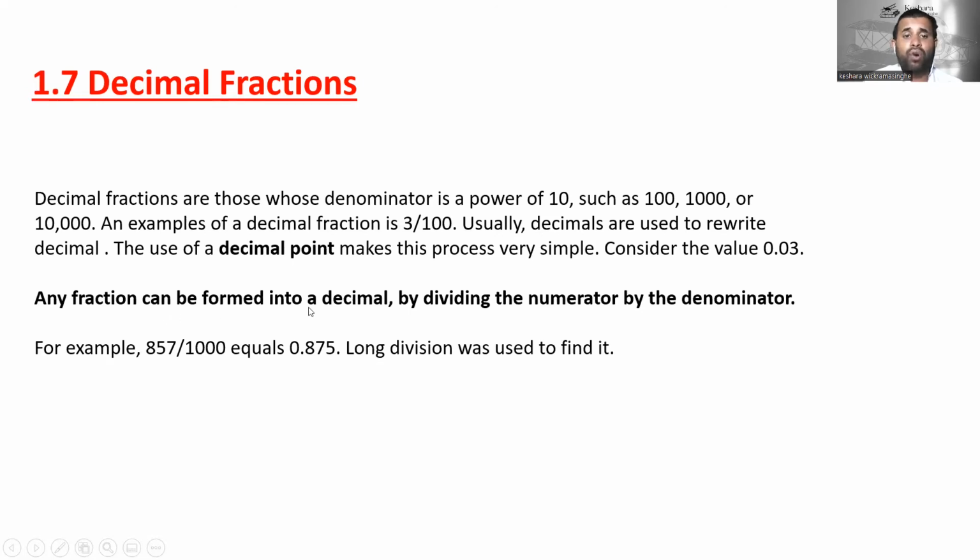Any fraction can be formed into a decimal by dividing the numerator by the denominator, right? So any fraction we can make into a decimal. How? By dividing the numerator by the denominator. For example, 875 divided by 1000 equals 0.875. Long division was used to find it.